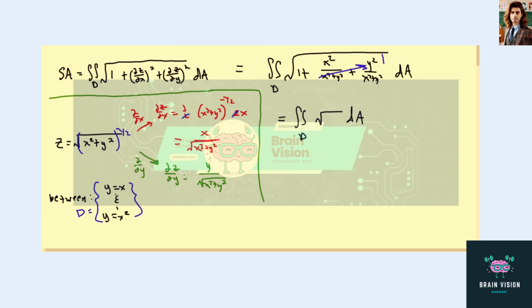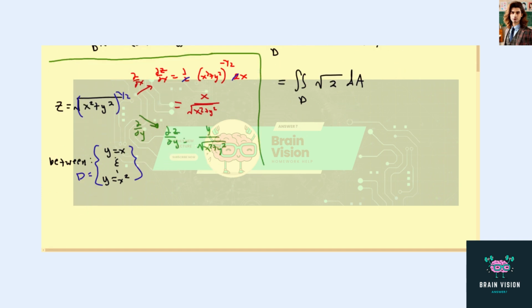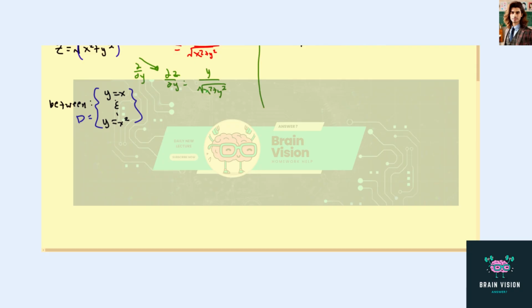So now we need to figure out, what is this region here? Let me sketch this first. We have y is equal to x, so I'll do a quick sketch of this, y is equal to x. And then we have y equals x squared, which looks something like this. The region we're interested in is going to be right here.